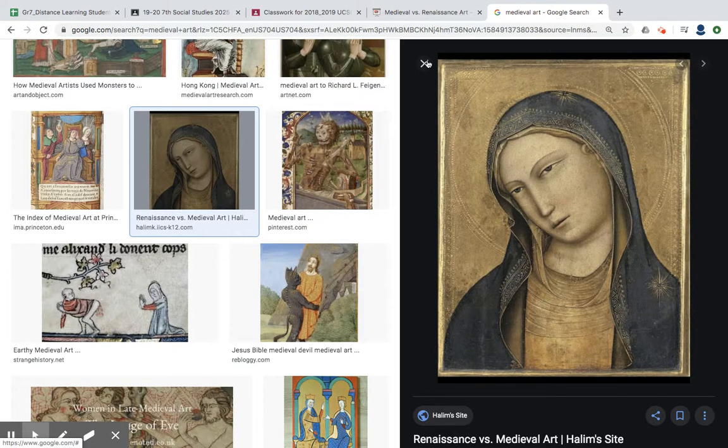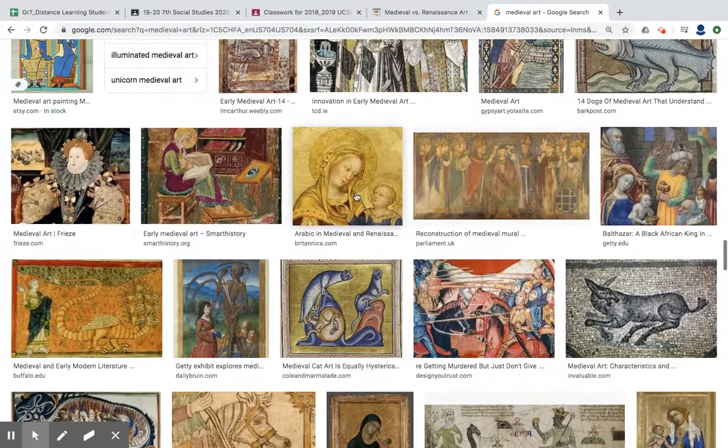These artists spend years trying to figure out shadowing, trying to figure out muscle movements, trying to figure out what people actually look like. People don't look like this in the medieval period. Again, it's not about the artwork itself. It's about the message that people are trying to convey.